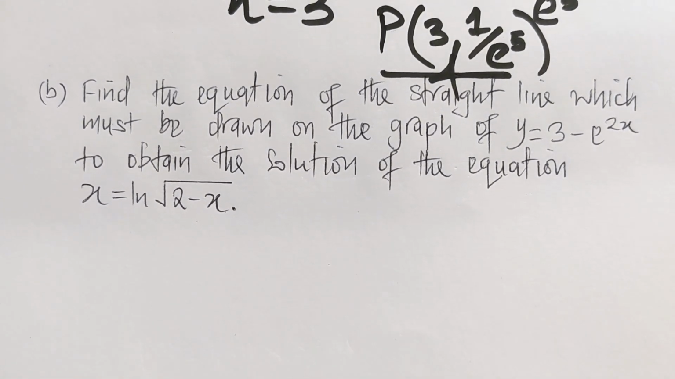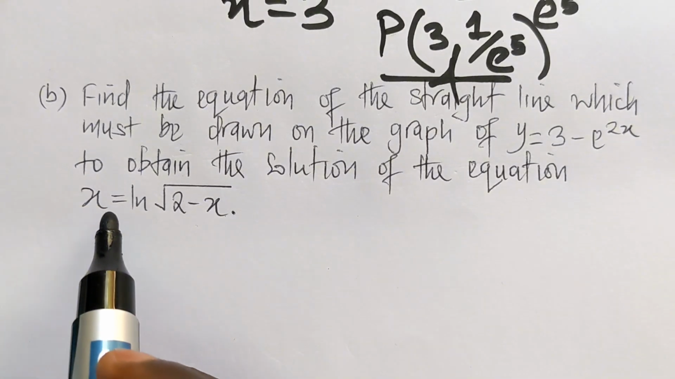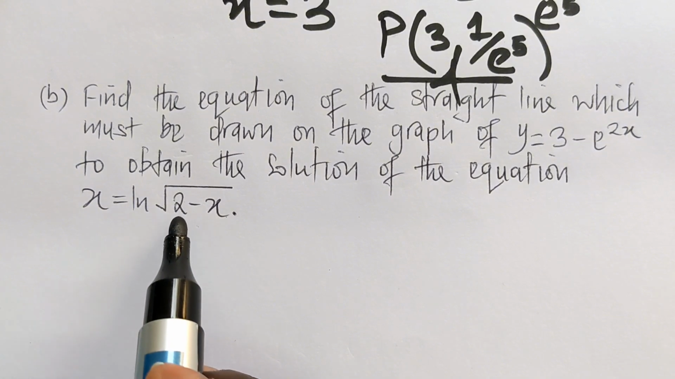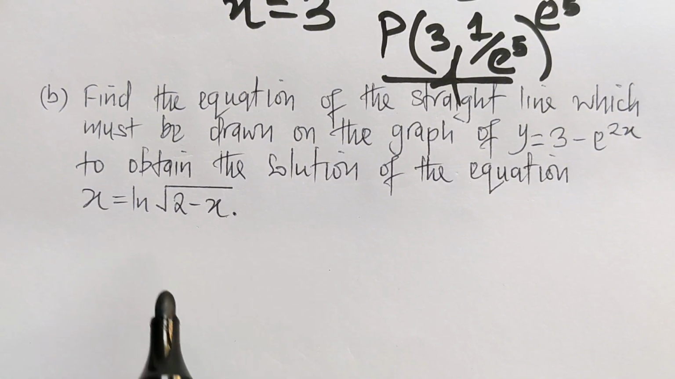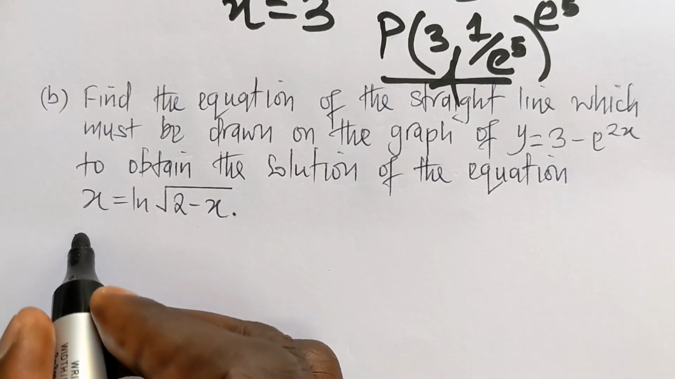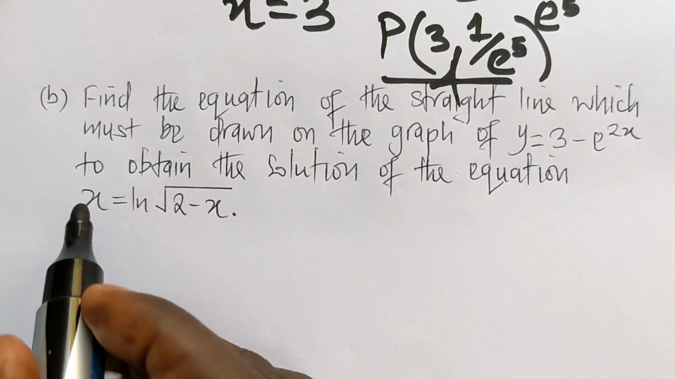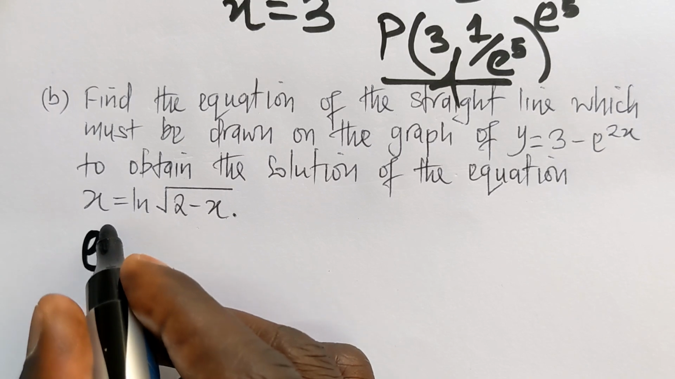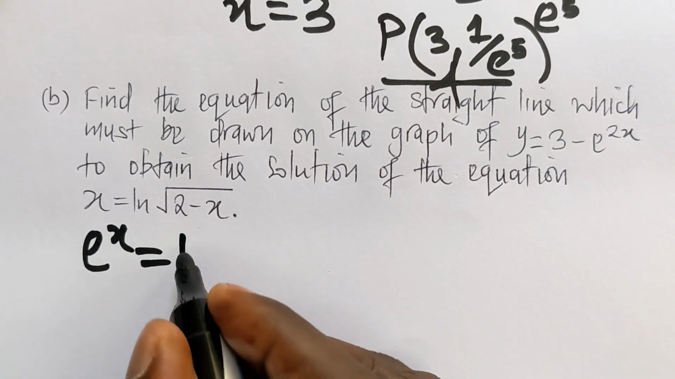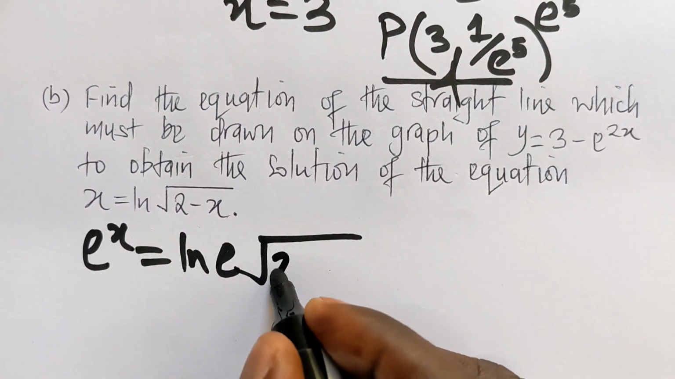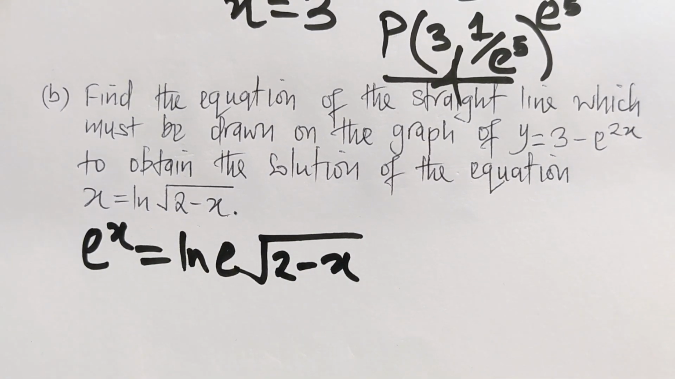So now, if you look at the solution given, x is equal to ln of square root of 2 minus x. So we are going to introduce the exponential function to this solution. Okay, and what we're going to have is the following. So e is going to be to the power x equal to ln multiplied by e, and then we're going to have square root 2 minus x.